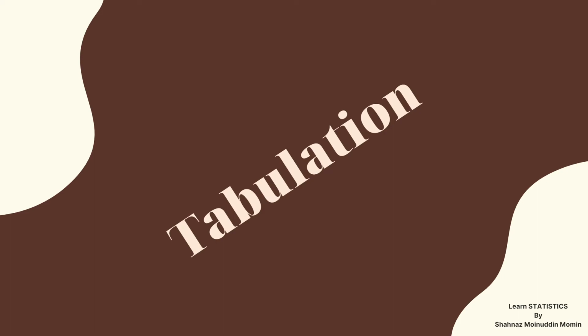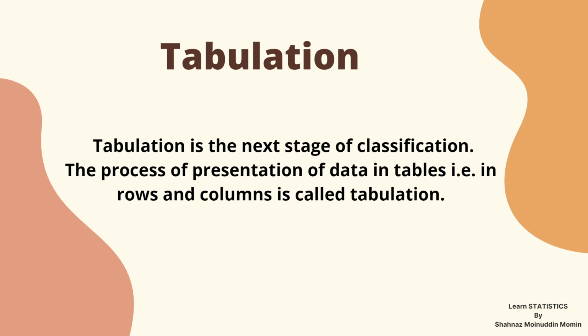Now let us see tabulation. What is tabulation? Tabulation is the next stage of classification. The process of presentation of the data in tables, that is in rows and columns, is called tabulation.